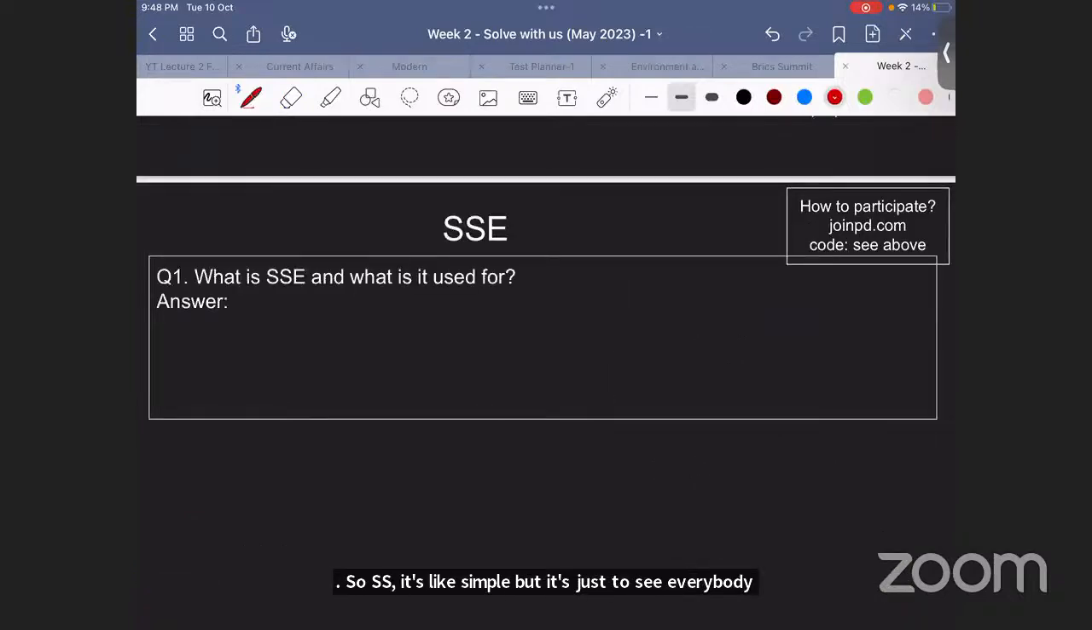What is the full form of SSE? Can somebody tell me the full form of SSE? The sum squared error. Sum square error. Sir, its formula is y minus mx minus c, whole square. Yeah, that is simple.